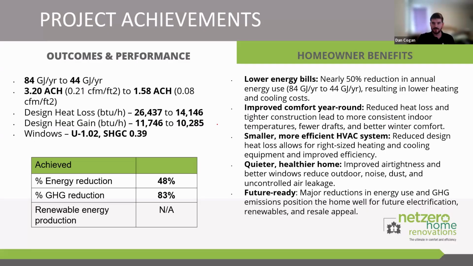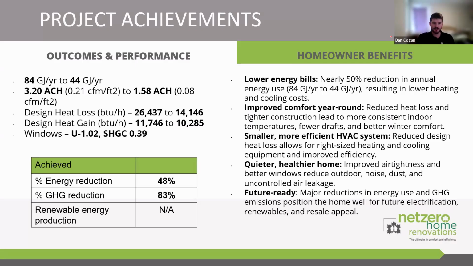So what does this mean for the homeowners? Well, first of all, it's lower energy bills. Nearly 15% reduction in annual energy use translates directly into lower heating and cooling costs. Second, improved year-round comfort. Reduced heat loss and better air tightness means fewer drafts, more stable indoor temperatures, and better winter comfort overall. Because the loads are lower, a home can use smaller, right-sized HVAC systems, which improves the efficiency and often reduces the upfront costs as well.